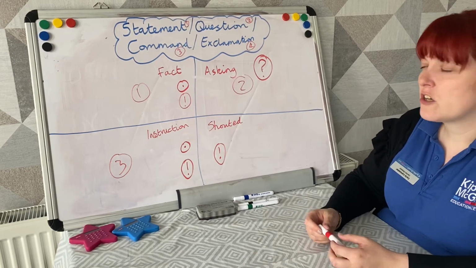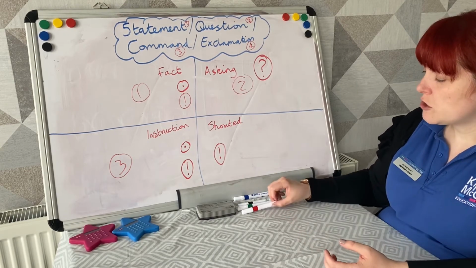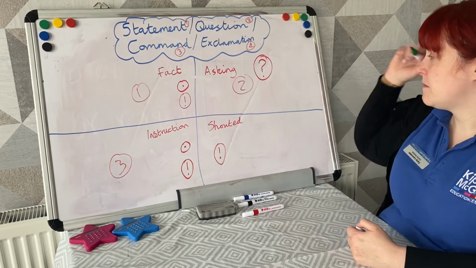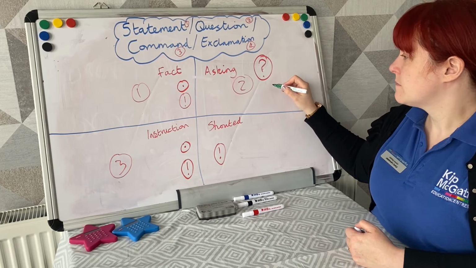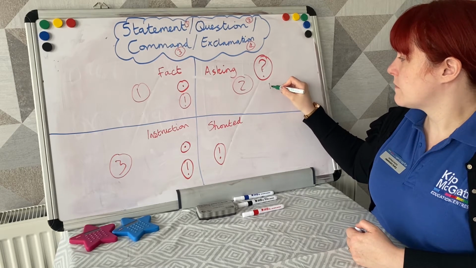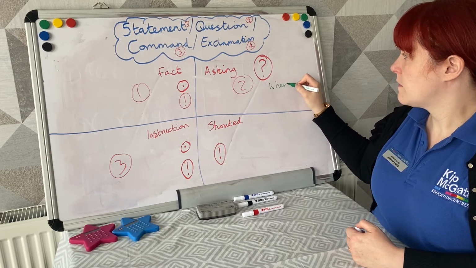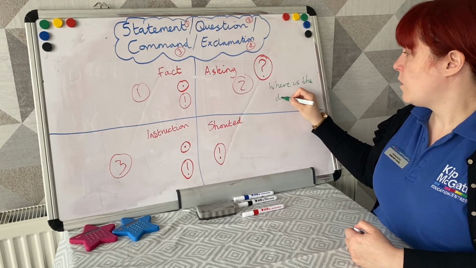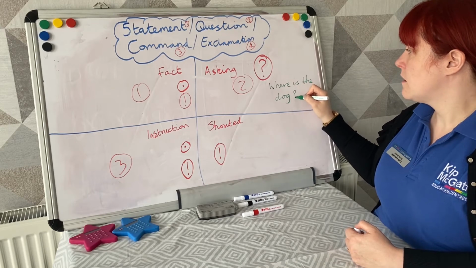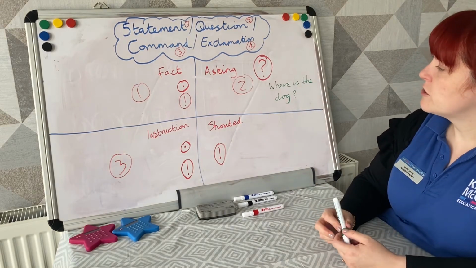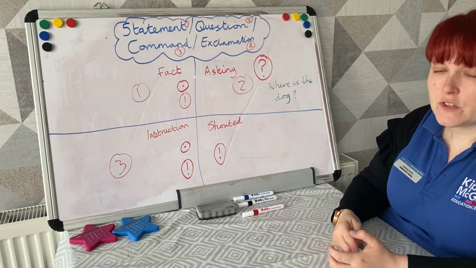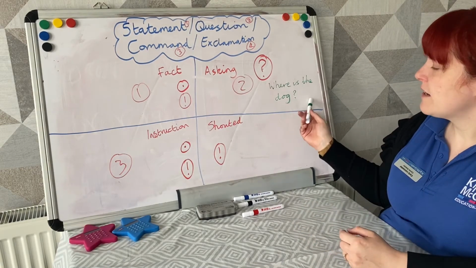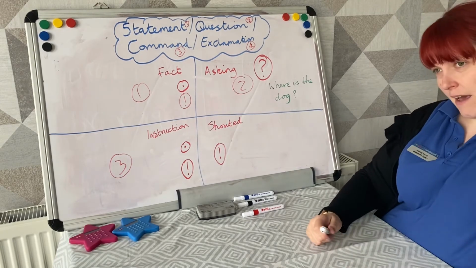Now we might be asked to convert something from one to another. So for example, if we had, where is the dog? We could turn that into a statement. The dog is on the chair. That is a statement of fact. Okay, so where is the dog? The dog is on the chair.